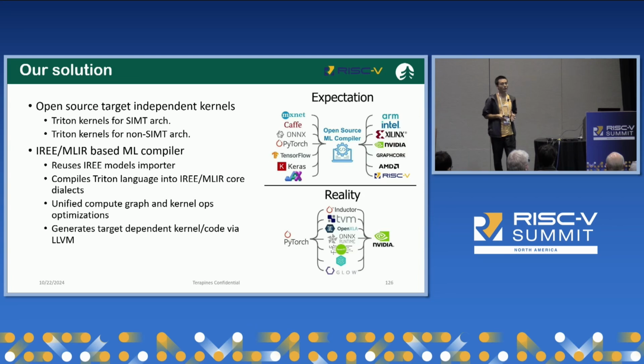We have the Triton language for our kernel solution, and we are providing Aries, which is an MLIR-based ML compiler, to bridge the gap. We use the model importer from Aries to import ONNX, PyTorch, and TensorFlow models into unified MLIR. We compile the Triton language and the compute graph of the ML model into a unified ML dialect. Based on that, we can do more aggressive compiler optimizations, such as kernel fusion and kernel-compute graph fusion, in a single compiler dialect.